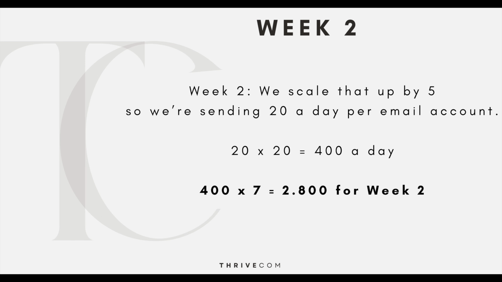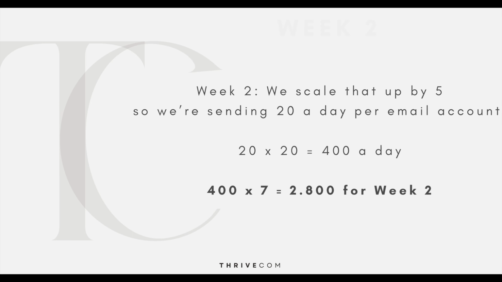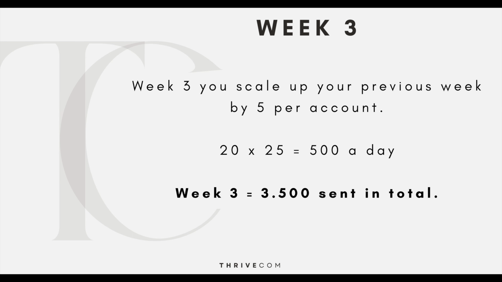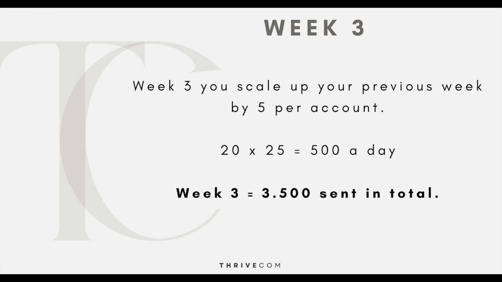So in week 2, you scale up your previous week by 5 per account. That means we're sending 20 a day per account, and it makes 400 a day. And for a week, that makes 2,800 emails. Now in week 3, you scale that up by another 5, so we're sending 25 a day per email account, which makes 500 a day, and for a week it makes 3,500.